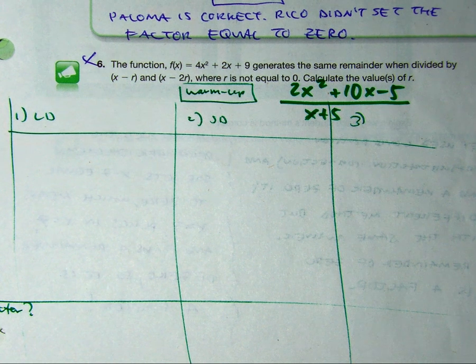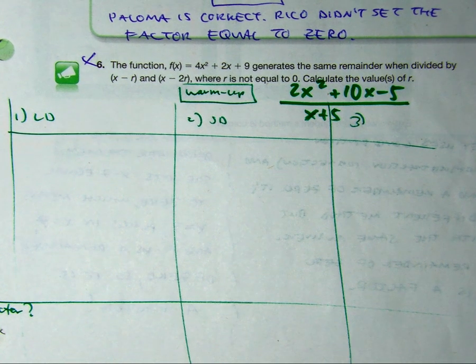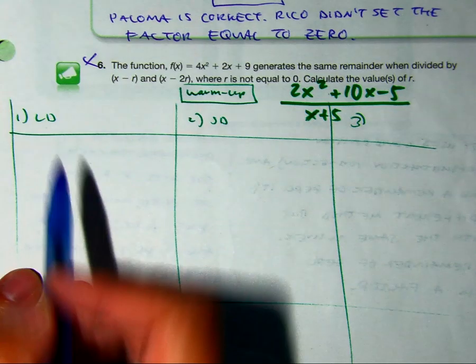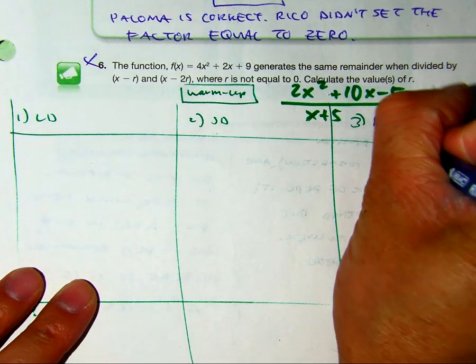All right. Our helper is going to be Jocelyn. Pick one for us. Long division, synthetic division, or the remainder theorem.